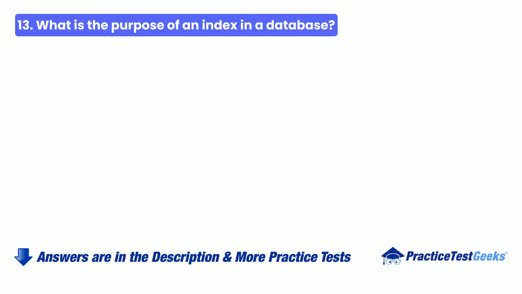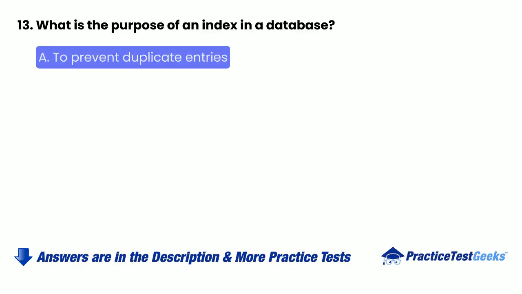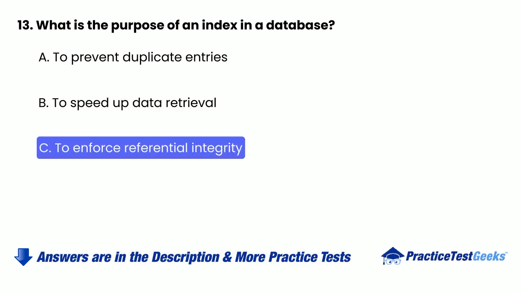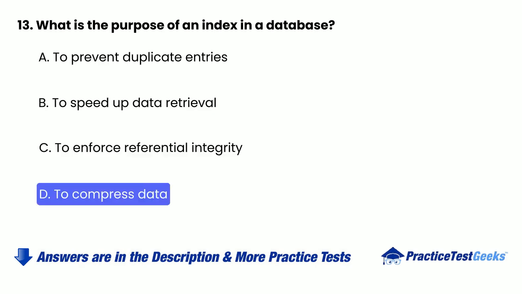13. What is the purpose of an index in a database? A. To prevent duplicate entries. B. To speed up data retrieval. C. To enforce referential integrity. D. To compress data.